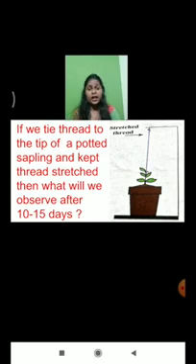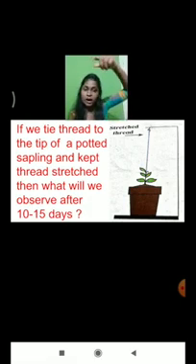Okay, now we want to see whether this growth phenomenon occurs in plants also or not. So that's why we are doing one experiment. So what is that experiment? Here you can see there is one potted sapling which I have kept in this diagram, and what we did, we tied a thread at the tip of the potted sapling and we stretched that thread. You can see in this diagram the small sapling is there, and we stretch the thread and hold it on the tap on the upper portion. Okay, we kept this sapling as it is for 10 to 15 days.